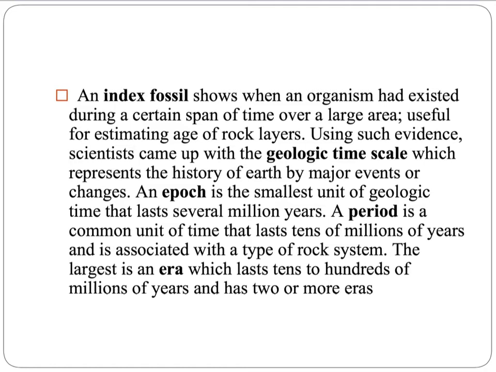Remember I said that divides up the very, very long history of the Earth by major events. So things like dinosaurs, things like when people first came on the scene. Those are major events. Now, next up is this weird word called epoch. Epoch. It's the smallest unit of time. And get this, the smallest unit of time is actually several million years. That is crazy.